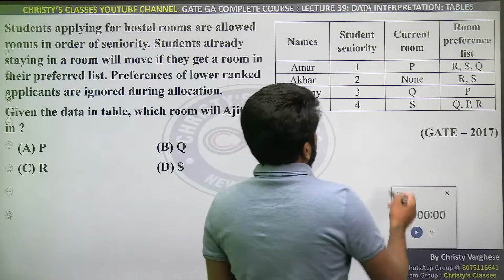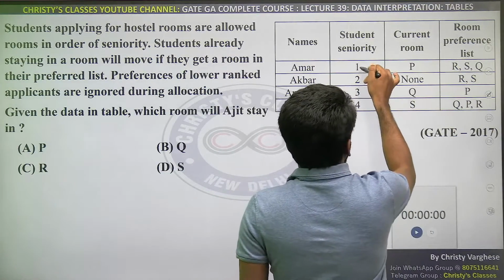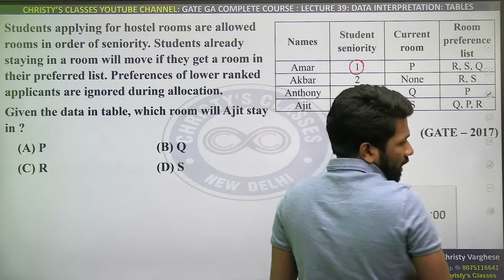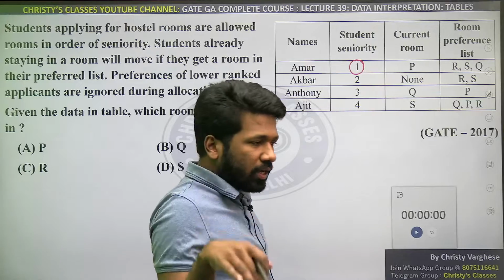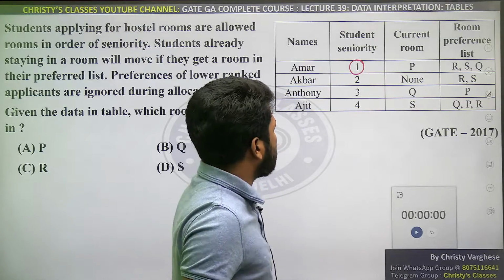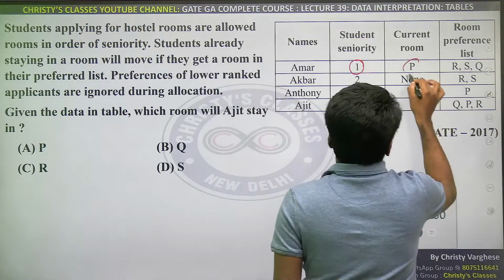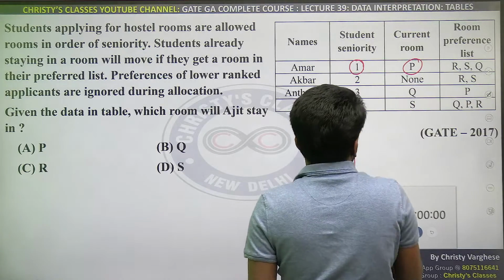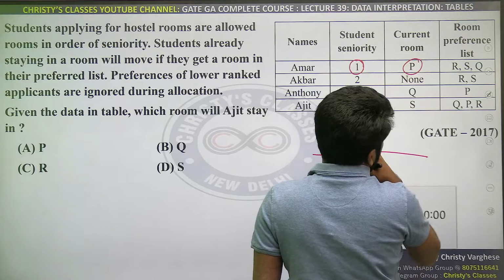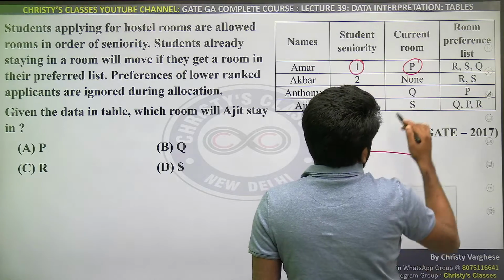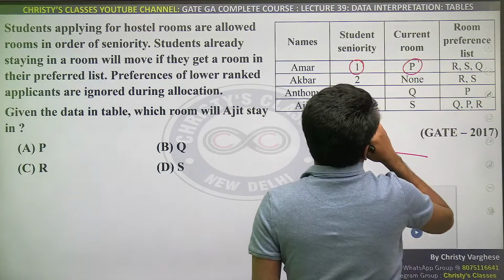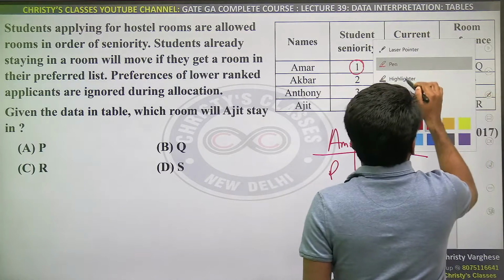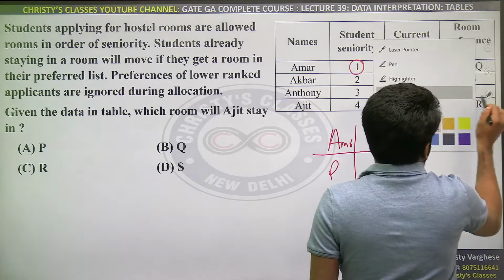First of all, let us check. Senior most person is Amar, na? Senior most person's preference will be taken care of. सीनियोरिटी के अकॉर्डिंग प्रेफरेंस को एक्सेप्ट कर रहा है, तो उसका प्रेफरेंस P है. सो अमर को P देना will not create any problem. अमर given P, that means अमर given P already we understood. Sorry, Amar, I made a mistake. Amar current room is P.